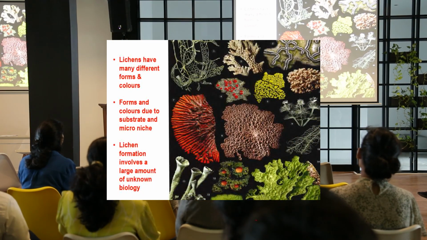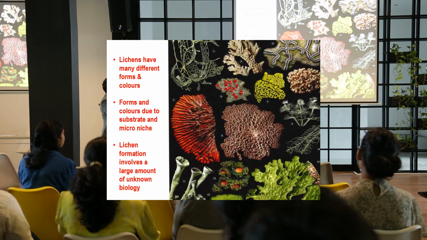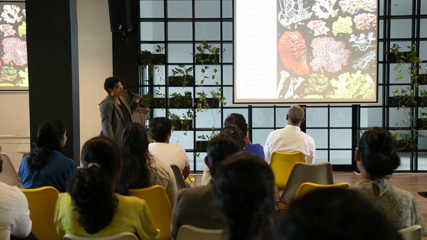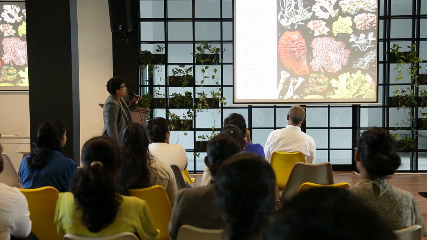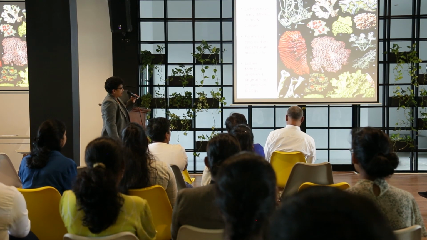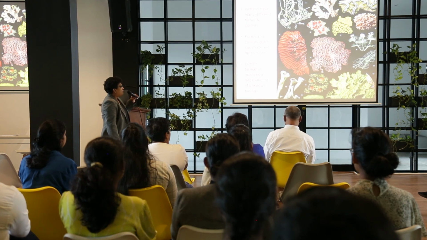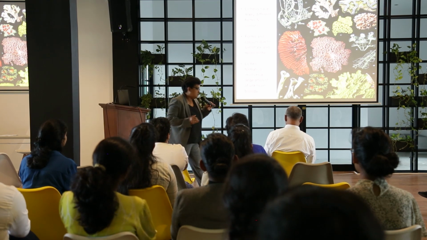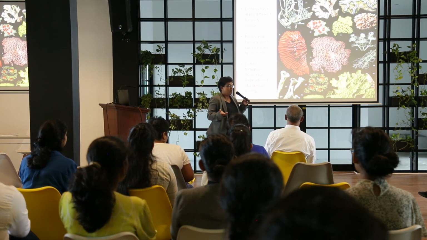They come in different colors and forms. So if you look at them very closely, they are even more beautiful than the corals. So I would call them the terrestrial corals actually. And their forms and colors are due to the substrate and micro niche they live in. And also the formation involves a large amount of unknown biology. We still don't know what is the role played by the second cells in our lichens. And most of the time, I told you that we have more than 100 different orders of true bacteria living in them, we still don't know their roles.